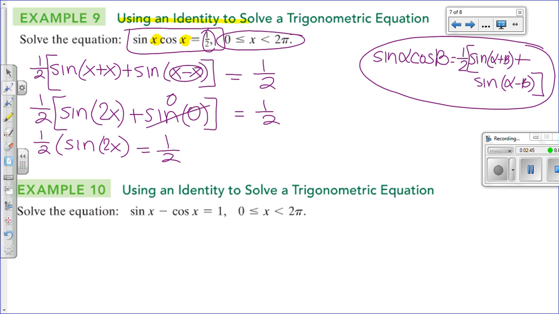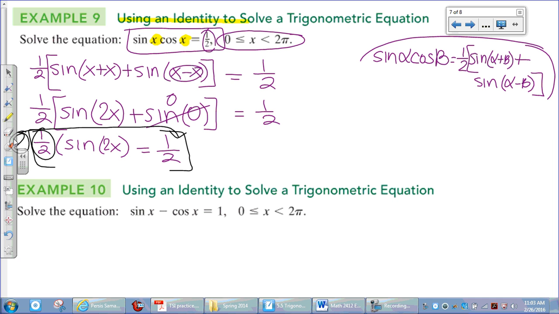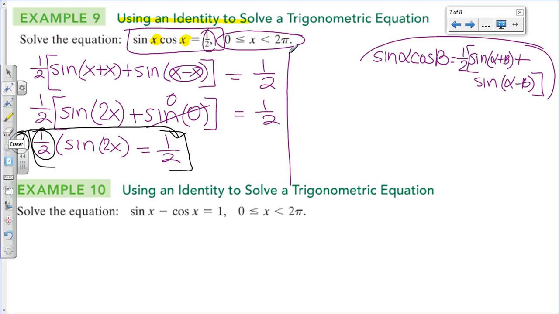Now, one thing we can do here is multiply the whole thing by 2. By doing that, what is 2 times 1/2, guys? A 1. And then what is 2 times this other 1/2? A 1, right? It just helps us get rid of the fraction. And so we will have sine of 2x is equal to 1. Remember, I'm getting the 1 from multiplying 2 times 1/2 and then 2 times 1/2 here.